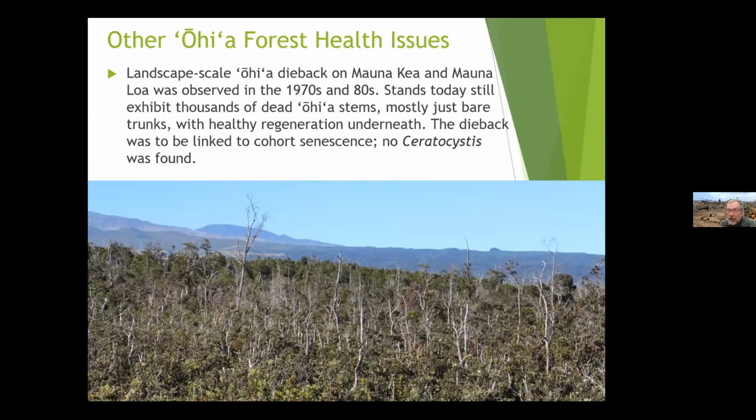Key thing about that is they did healthy regeneration came back underneath. The ecological paradigm is that it's a cohort senescence, which means that the whole group of trees that all died at the same time because they're all the same age died off, replaced by the next trees. And certainly there are pathogens involved, but they never detected any Ceratocystis from that.